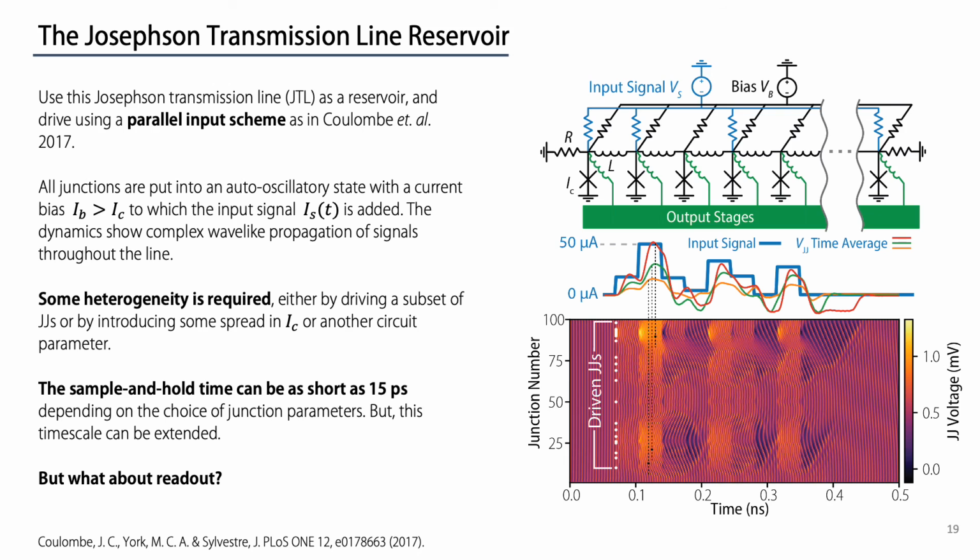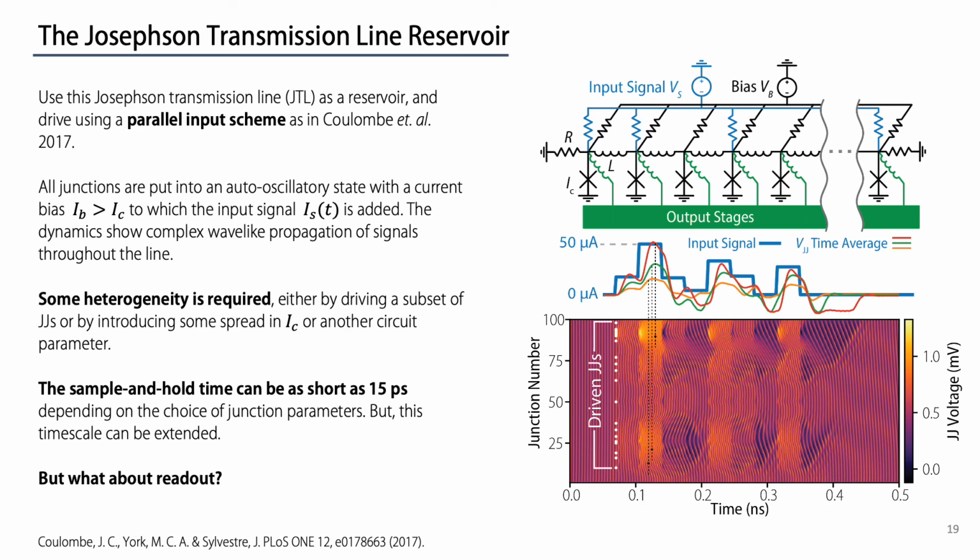Our reservoir architecture is essentially a slightly modified version of the Josephson transmission line. We use a parallel input scheme, which has been used in mechanical oscillator reservoirs shown in the paper at the bottom of this slide. At the top right, you see that a bias signal is distributed to all of the junctions and puts them all into an auto-oscillatory state. On top of this, we have an input signal IS, which is added on top of the bias. This creates complex wave-like dynamics and propagation of these dynamics throughout the line. In this case, you can see the blue trace on the right side of the slide is what is input into the system.